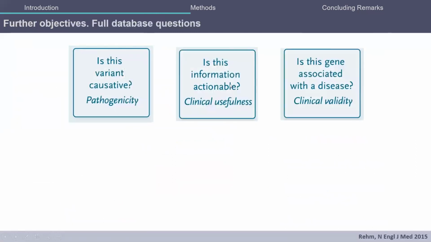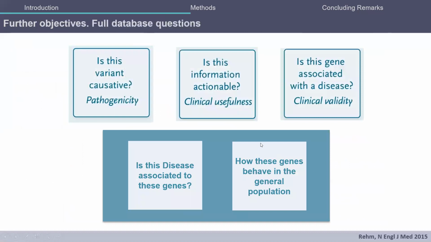So besides the objectives described by their own database, we usually ask additional questions that require the full database. For example, is the disease associated to a certain type of genes, or how do these genes behave in the general population? And to answer these questions, the database, as it stands, does not allow us to.